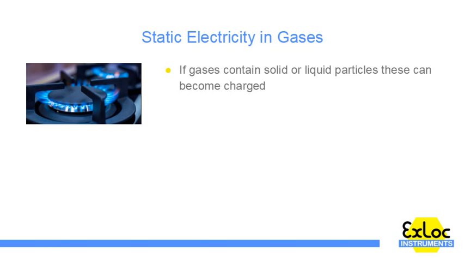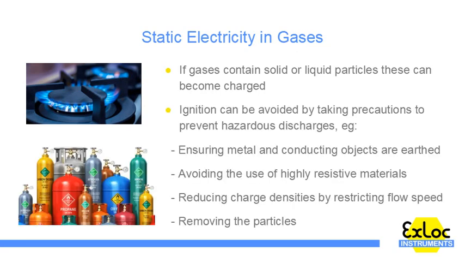It is not possible to prevent electrostatic charging of particles, but ignition can be avoided by taking precautions to prevent hazardous discharges, for example by ensuring that all metal and other conducting objects are earthed, avoiding the use of highly resistive materials, reducing charge densities by restricting flow velocities or by suitable nozzle design, removing the particles.